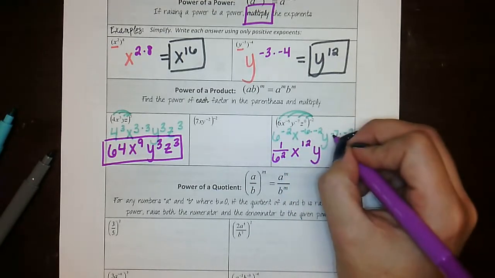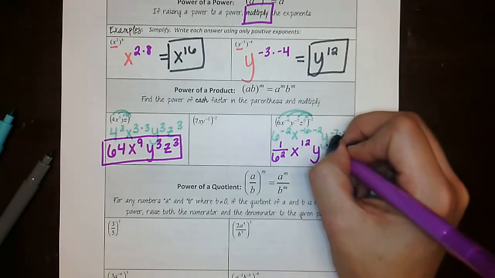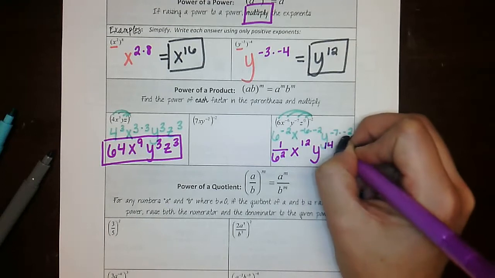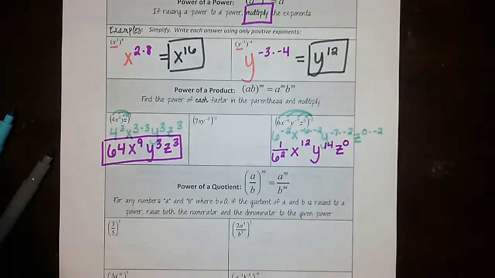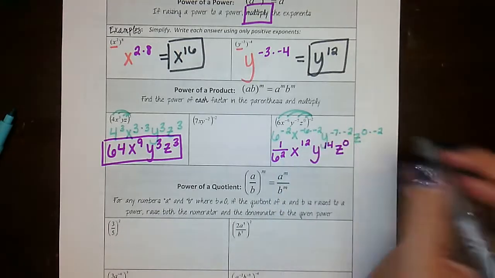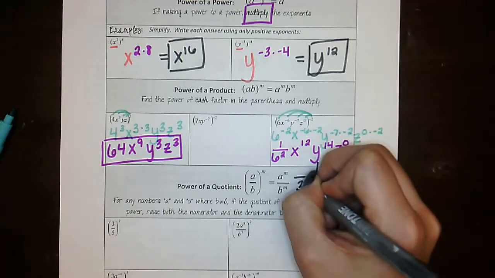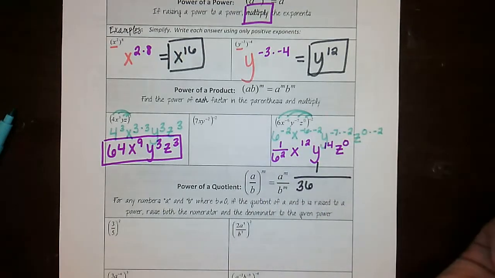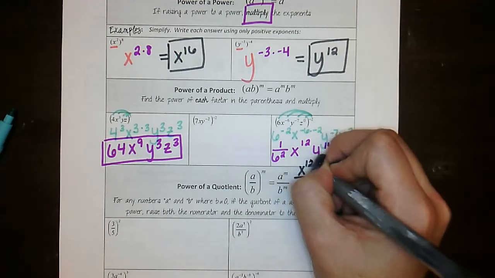Then I have y, again, negative times a negative is a positive. 7 times 2 is 14. And then I have z, 0 times anything is just 0. So we'll finish simplifying this. 6 squared, 6 times 6 is 36. And I'm going to put it all over this. It's the same thing. I have my x to the 12th power.